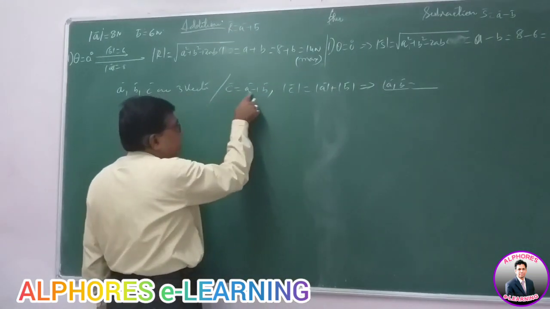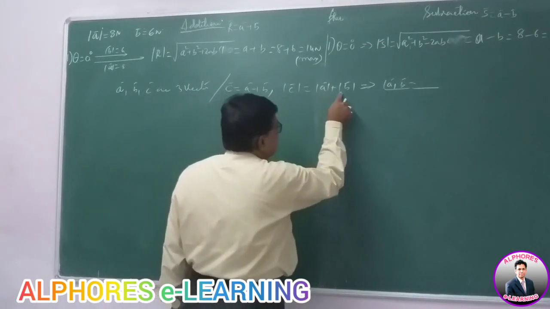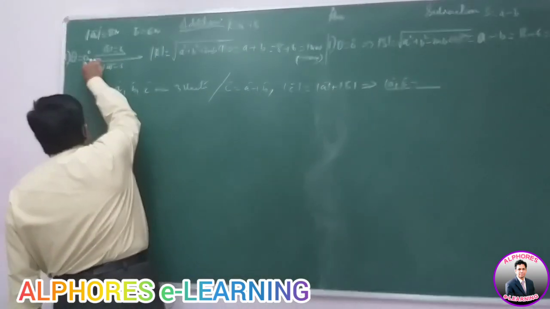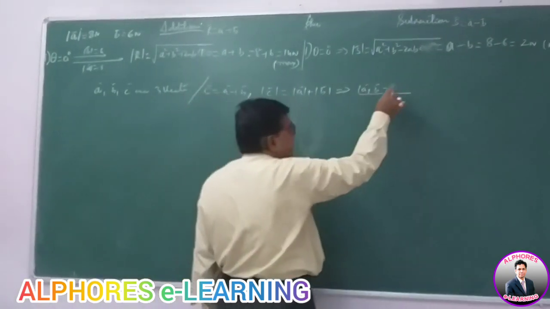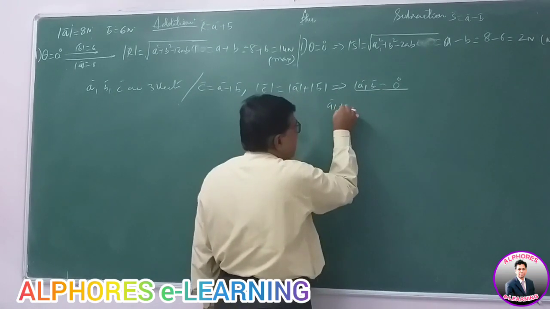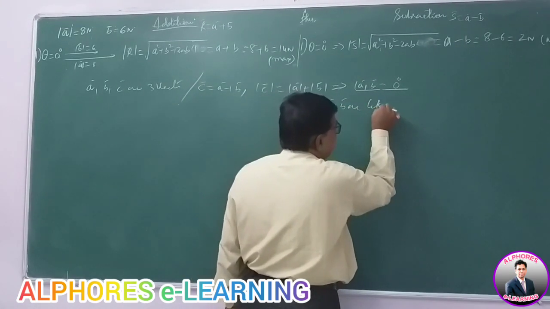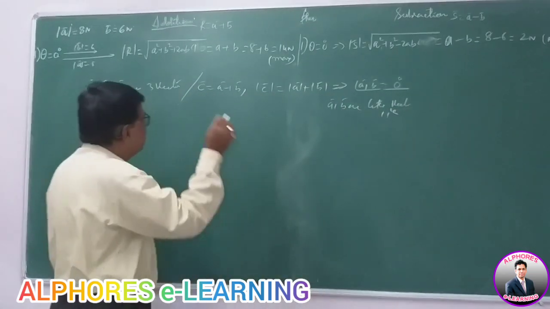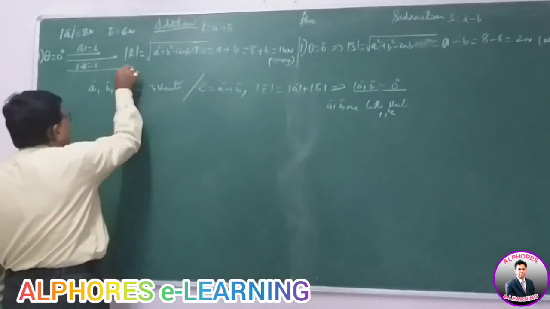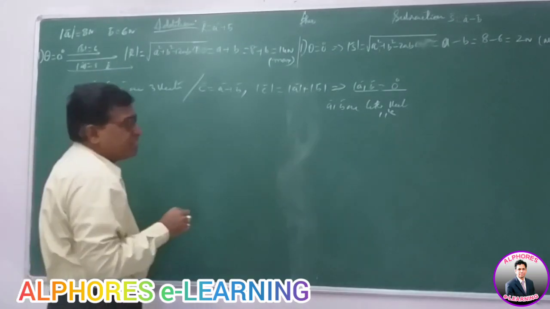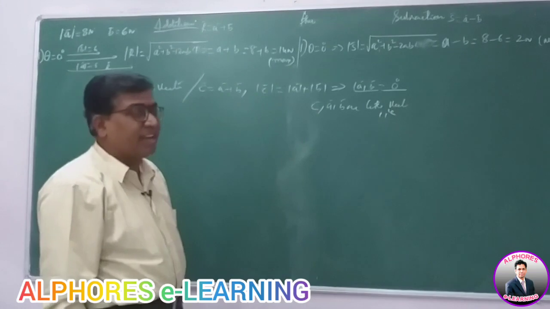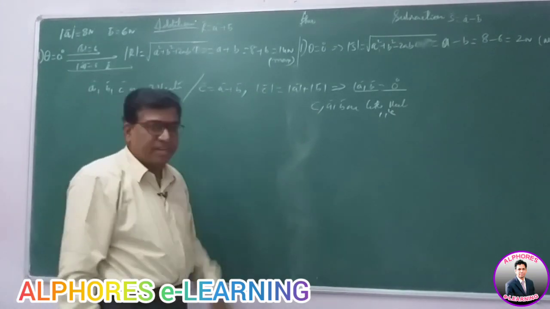So C bar is A bar plus B bar, and C is A plus B. What do you infer? The addition resultant is A plus B when the angle is 0. So the angle between A and B is 0, or A bar, B bar are like vectors, parallel vectors. Even the resultant will also be in the same direction. So C bar, A bar, B bar are all in the same direction. They are like vectors. This way you can find out.